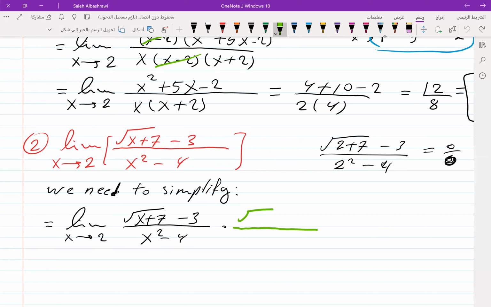The conjugate is just the same as the numerator, but with the opposite sign. Since it is negative, we write positive now. I have square root of x plus 7 minus 3, so the conjugate will be square root of x plus 7 plus 3. Take the opposite of the sign, up and down. It is like we are multiplying by 1, which will not change anything in the function. So we call this the conjugate.